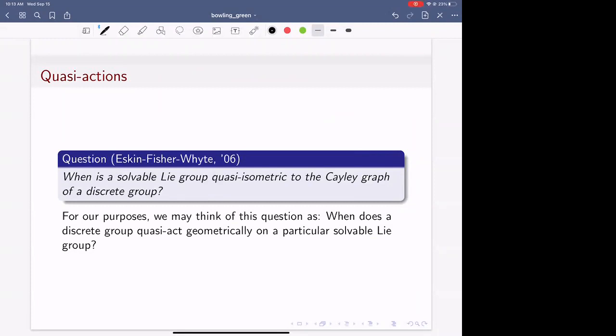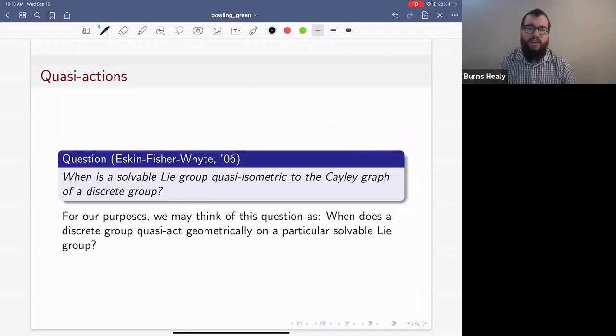Great. Okay. So I'll just give you an idea of what's going on on the quasi-action side of things. There's this big paper by Eskin, Fisher, and Whyte called Coarse Differentiation from 2006. They were asking a sort of vague, broad question: when can you get solvable Lie groups that are or are not QI to Cayley graphs of discrete groups? You can reformulate that by saying, when does a discrete group quasi-act?